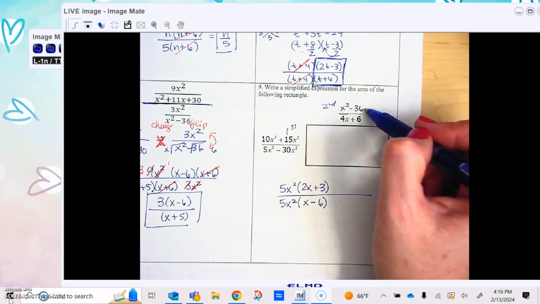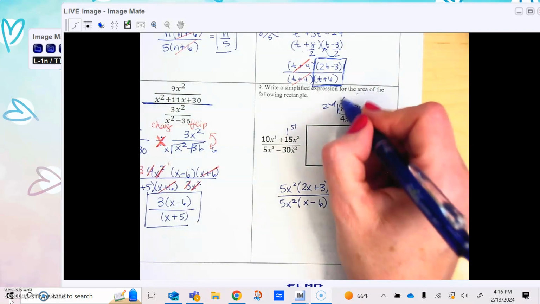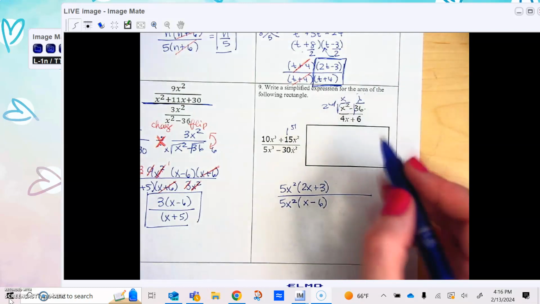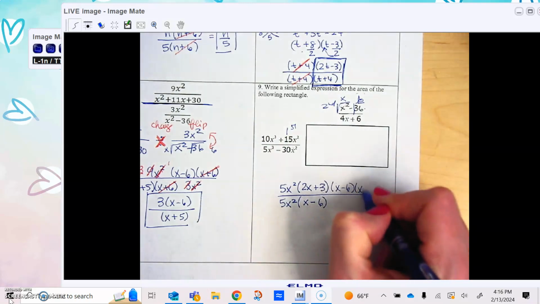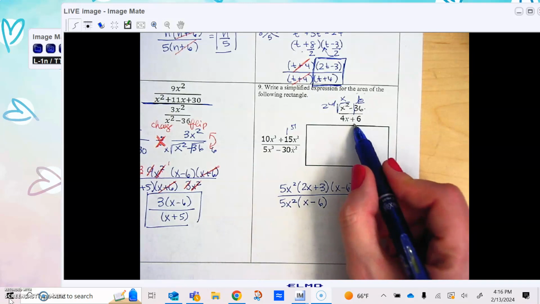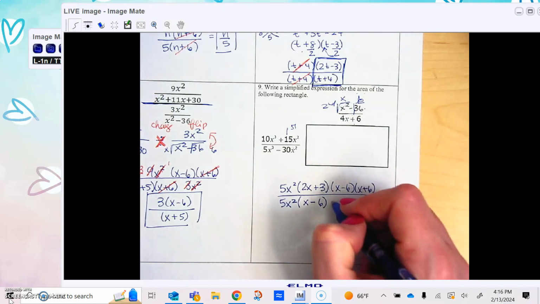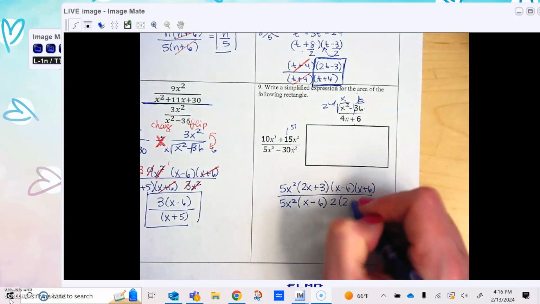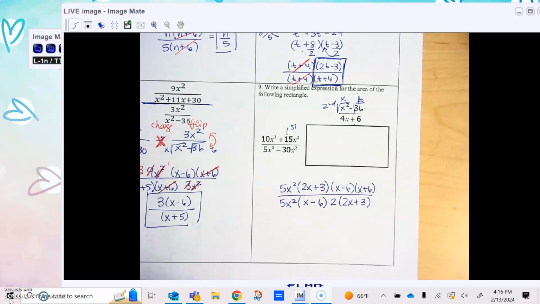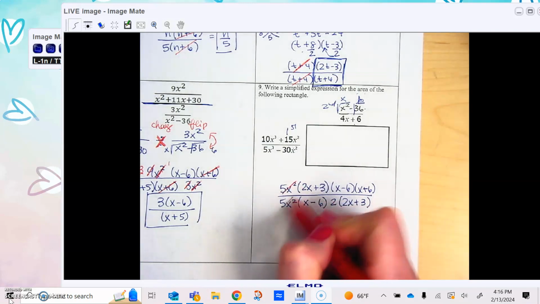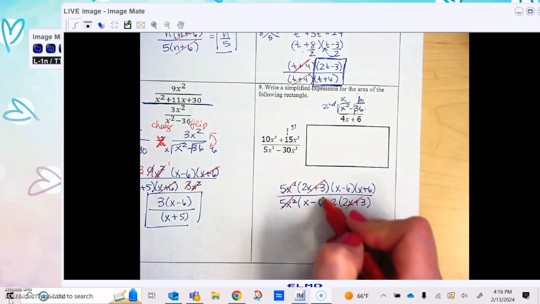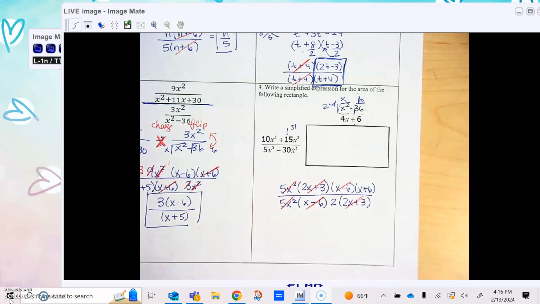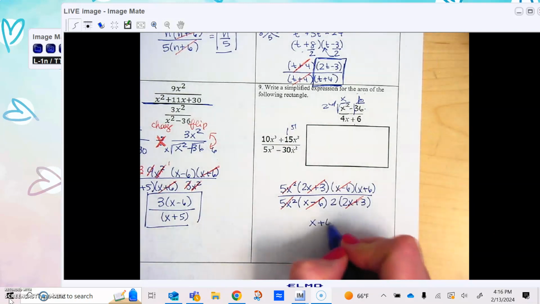Then this numerator is a difference of squares, so we square root them. That's a 6. We make a minus version and a plus version. And then this denominator is a GCF. They have a common factor of 2, so we pull that out. 2 times 2x plus 3. So canceling the 5x squareds, the 2x plus 3s, and x minus 6, and we're left with x plus 6 over 2.